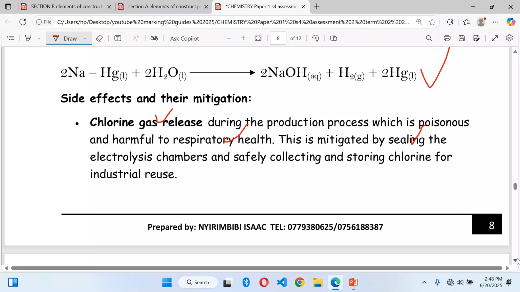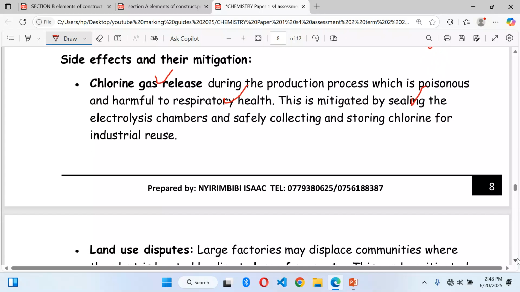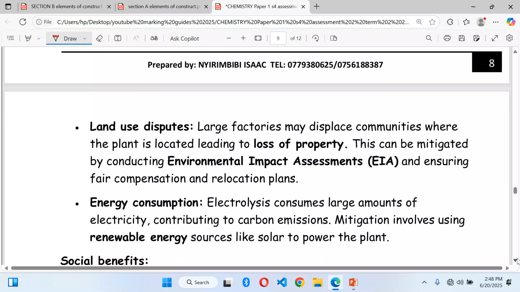There is the danger, its effects, and its mitigation. For the case of this revision, we have more points. Land use disputes. Large factories may displace communities where the plant is located, leading to loss of what? Property. This can be mitigated by conducting environmental impact assessment and ensuring fair compensation and relocation plans.